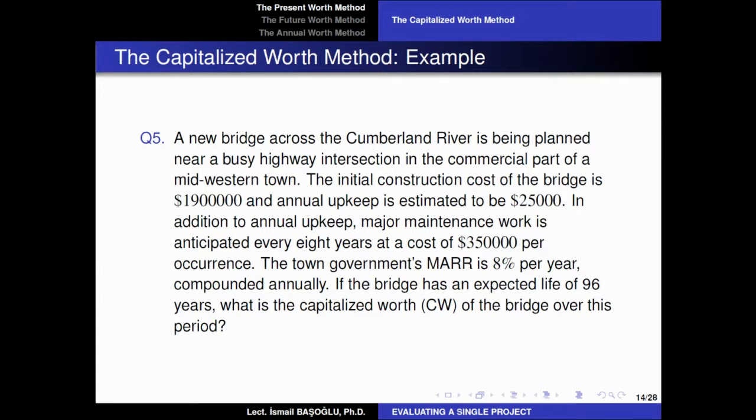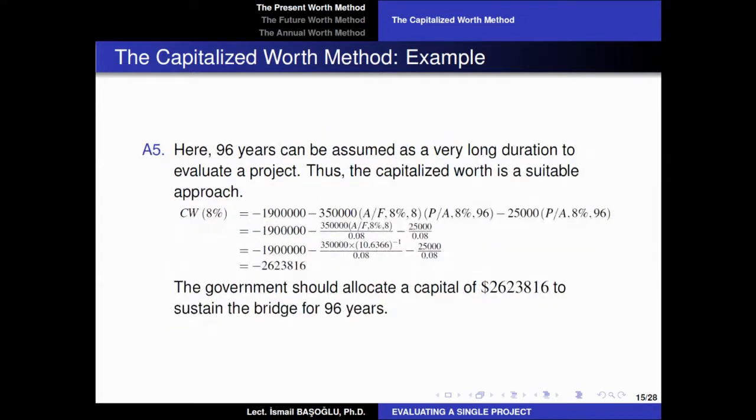What is the capitalized worth of this bridge over this period? So what is the present worth? Actually, capitalized worth means present worth. However, because 96 years is assumed as an indefinitely long amount of time, we are just going to use the capitalized worth approach, and we are just going to create the uniform equivalent of these payments. Then we are going to divide the uniform equivalent by the interest rate as decimal, which is 0.08, to calculate the capitalized worth. Now, how do we do that?